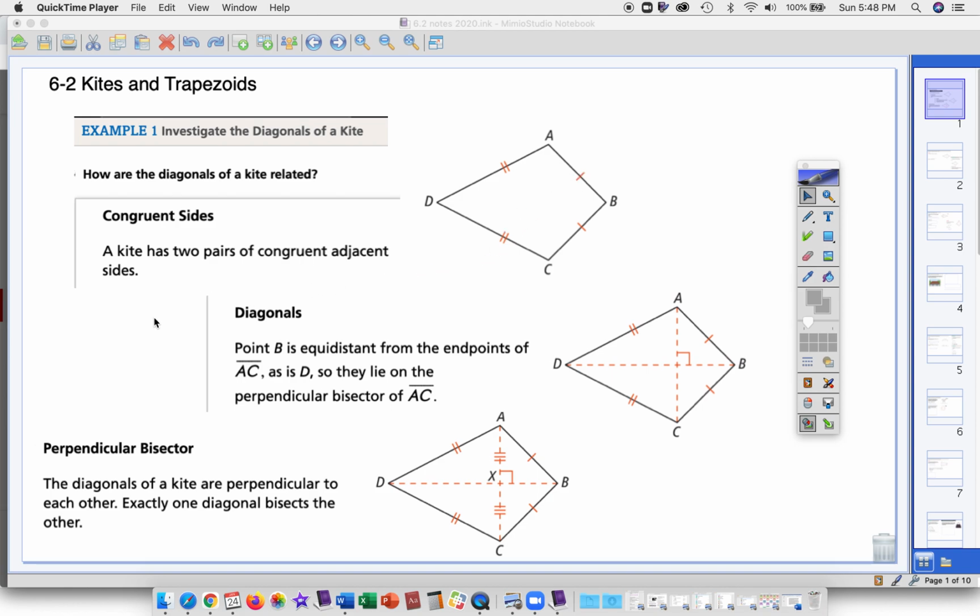So point B is equidistant from the endpoints of AC, as is D, so they lie on the perpendicular bisector of AC. The diagonals of a kite are perpendicular to each other, so exactly one diagonal bisects the other. These are some important facts to keep in mind when you're working on problems related to kites. You have right angles, which means you have right triangles, and again, you have that one diagonal that bisects the kite, and just the one.